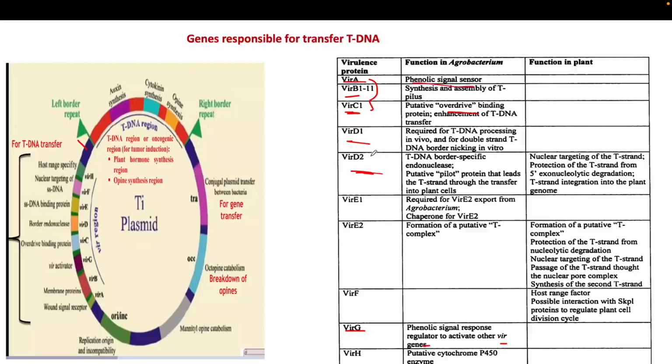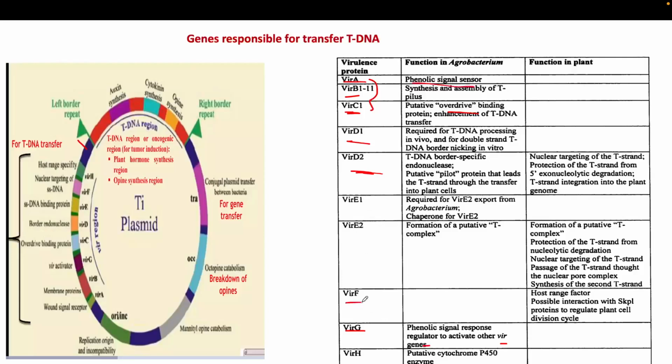This D is having 2 in number, E is also having 2 in number. E will act as a single strand binding protein, and it is also having the signal peptide to transfer from Agrobacterium tumefaciens to plant cell nucleus. So this is also 2 in number.